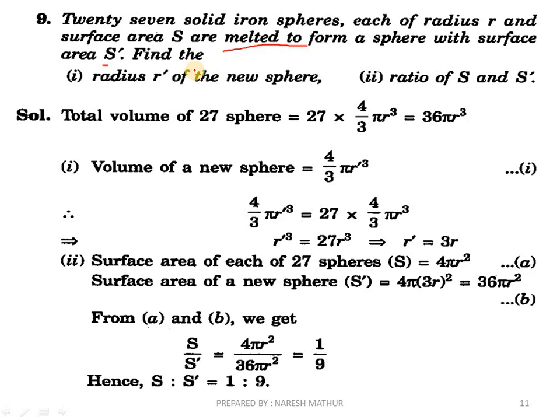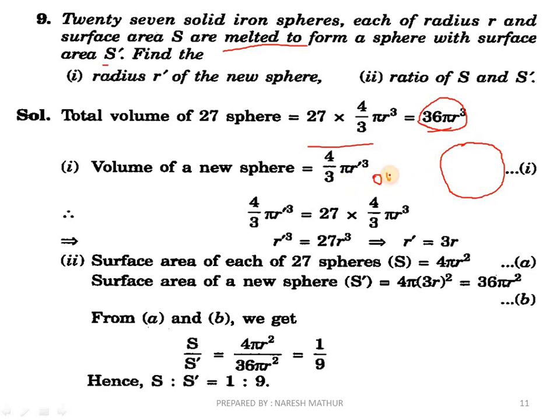So first it is given that 27 spheres are melted to form a sphere. It means the total iron of 27 spheres is combined to make a new sphere. It means we are talking about volume; when we do shape recasting, or talk about the material, we are going to deal with the volume. So first we need to find the volume of 27 spheres. So it would be 27 into 4/3 pi r cube, that is 36 pi r cube.